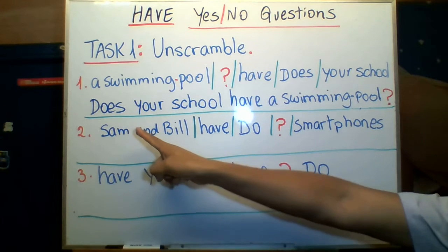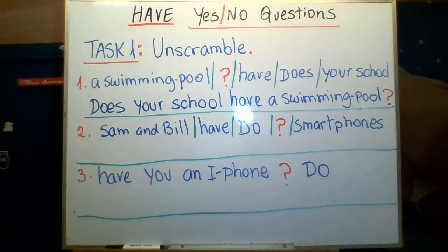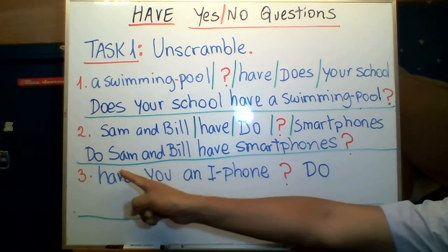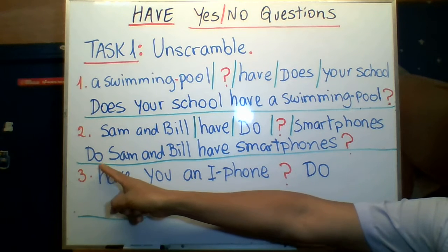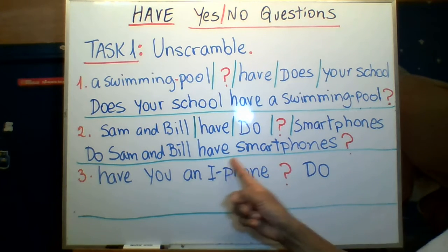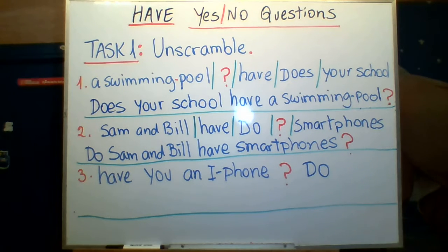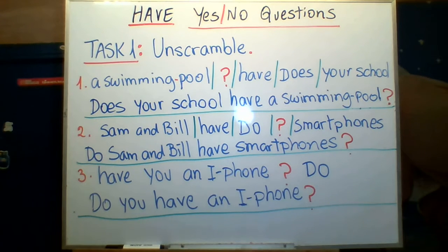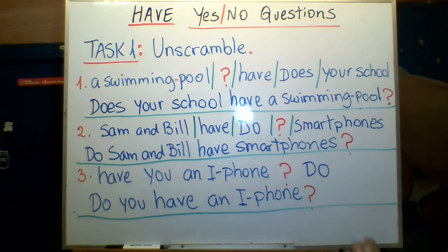Okay, this is the correct way. Good work. Does your school have a swimming pool? That's the answer. Very good. Now continue, pause again, and do exercise number 2. Okay, this is the correct way. Very good. If you did this, it's correct. Do Sam and Bill have smartphones? Very good. Pause again and continue doing number 3. Pause, please. Very good. Well done. Do you have an iPhone?